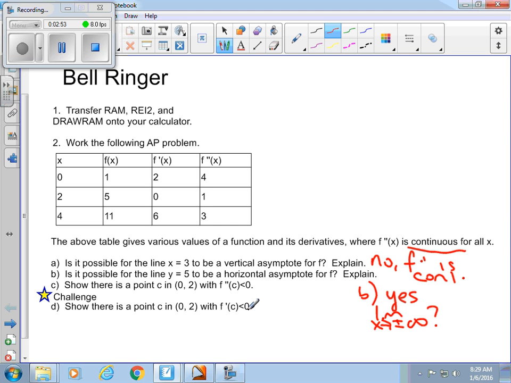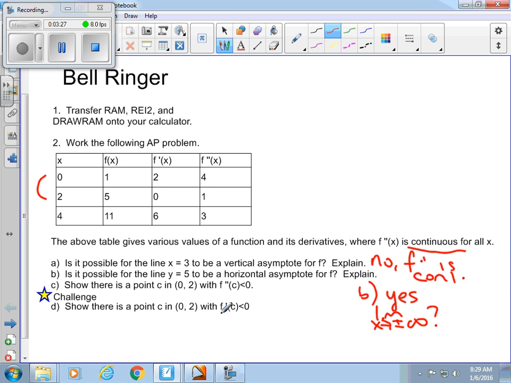Show that there is a point C in the interval 0 to 2. So we're talking about this interval here, where f double prime of C is less than 0. Oh, is it just f prime? Nope, f double prime. It's f double. This one right here. C. Not just one? No, there's 2 there. It's okay. On the AP exam, you'd be able to see it better.